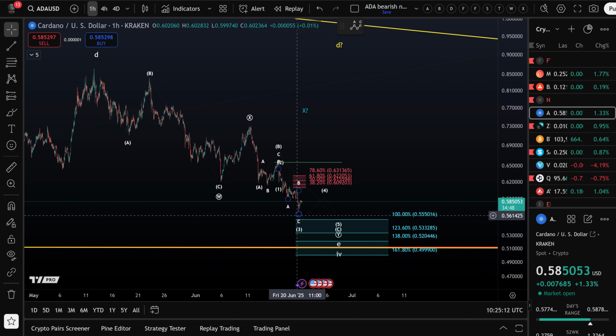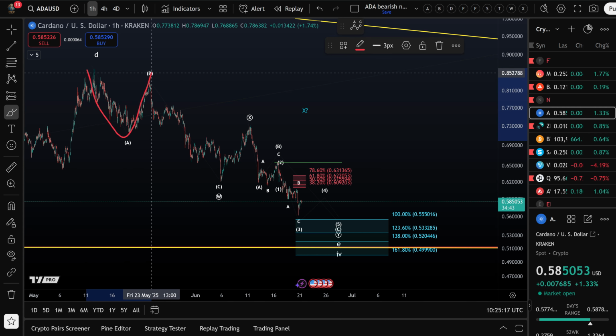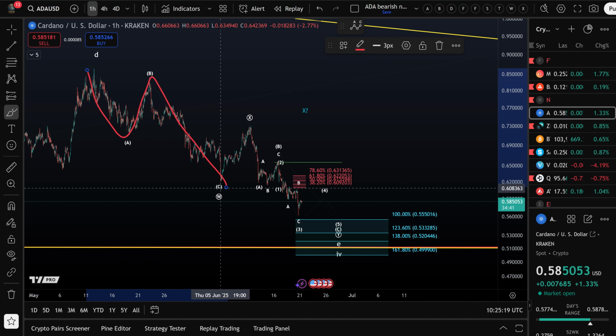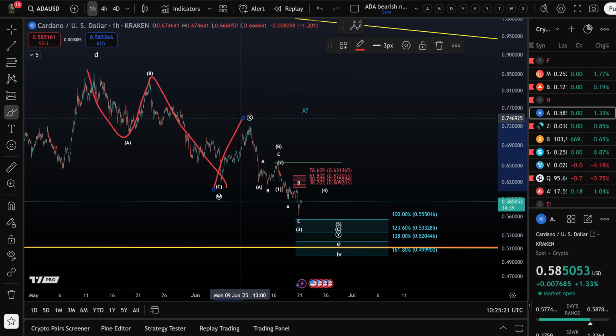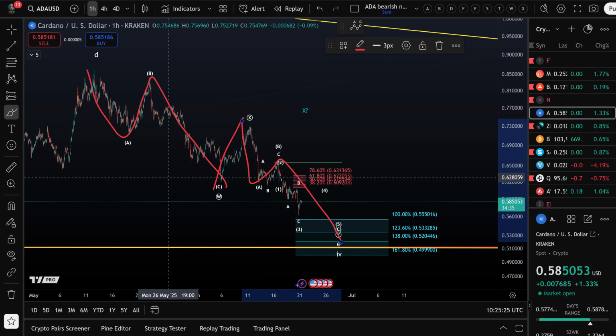And the move to the downside is labeled a WXY structure. So we have this A, B, C in wave W. Then we have an X wave rally, and a Y wave is an A, B, C. And this is exactly what we're tracking right now.